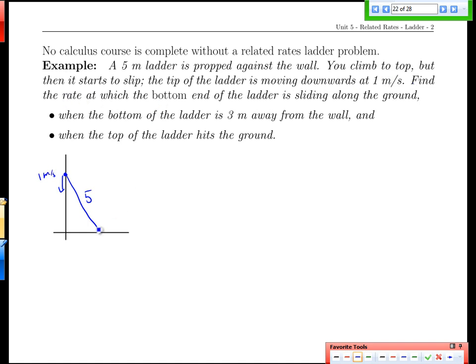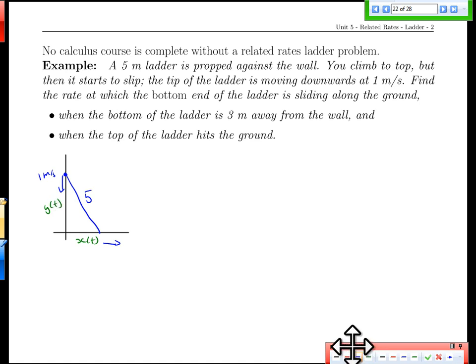Find the rate at which the bottom end is moving. If the top is going down, the bottom end must be kicking out, and we want to find at what rate the bottom is moving. And we'll do it at 2 different points. Well, I think the most natural variable choice here is to call this x and this y.